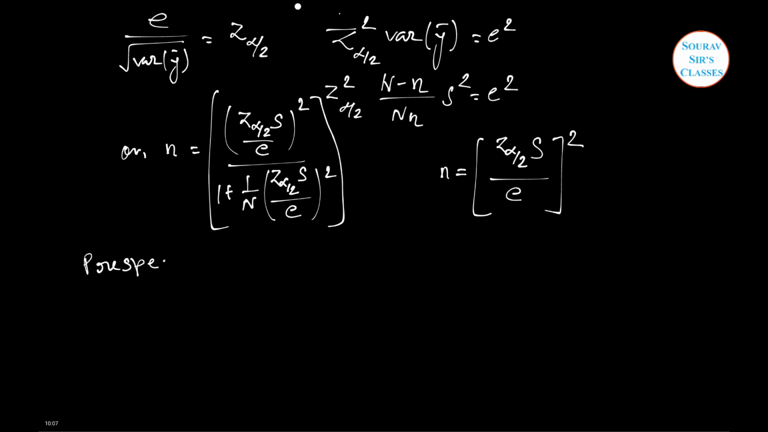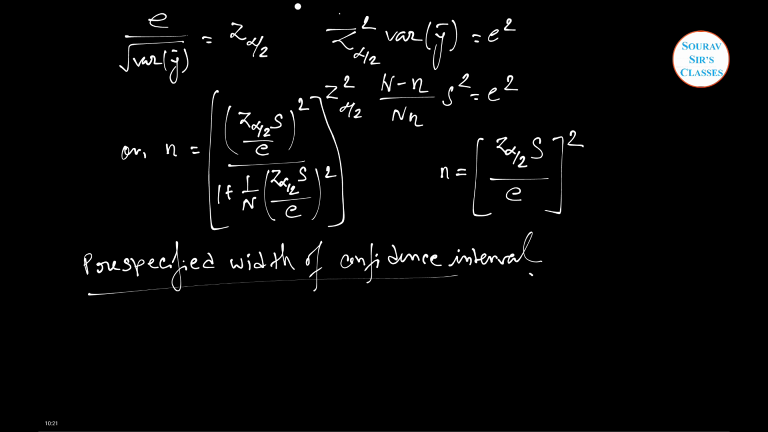Pre-specified width of confidence interval. If the requirement is that the width of the confidence interval of small y bar with confidence coefficient 1 minus alpha should not exceed a prescribed amount, say W, then the sample size small n is determined such that 2 z alpha by 2 root variance of y bar is less than or equal to W.